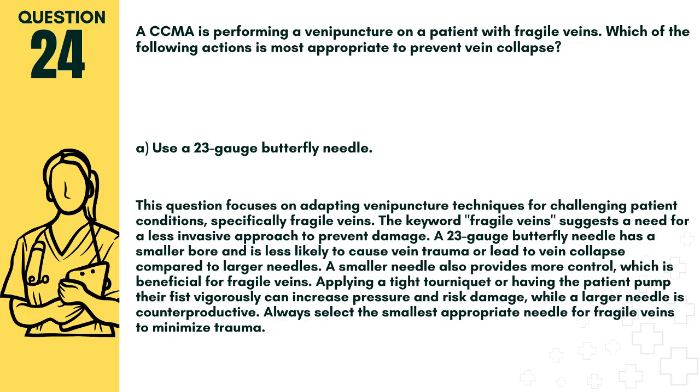Answer A. Use a 23-gauge butterfly needle. This question focuses on adapting venipuncture techniques for challenging patient conditions, specifically fragile veins. The keyword fragile veins suggests a need for a less invasive approach to prevent damage. A 23-gauge butterfly needle has a smaller bore and is less likely to cause vein trauma or lead to vein collapse compared to larger needles. A smaller needle also provides more control, which is beneficial for fragile veins.